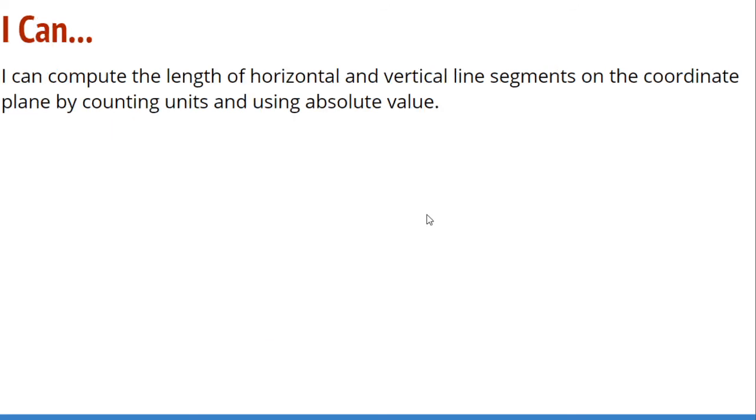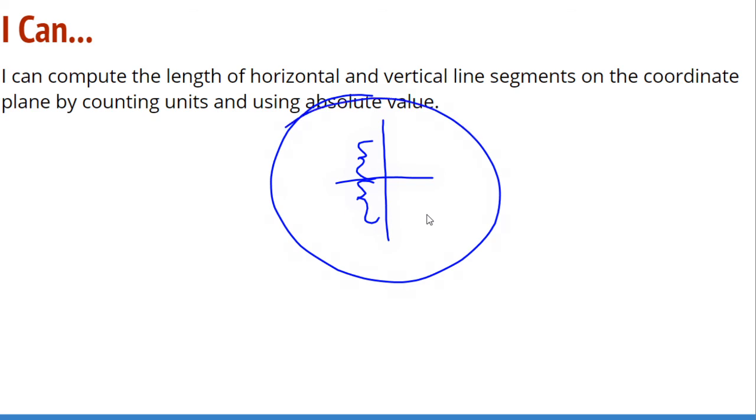So hopefully you're feeling pretty good about being able to compute the length of a horizontal and vertical line segment on the coordinate plane by counting units and using absolute value. I hope you noticed that I was drawing a lot of just little coordinate planes and using brackets to help me see what I needed to do with numbers. Never be afraid to take a moment and sketch a little picture to help you solve problems.